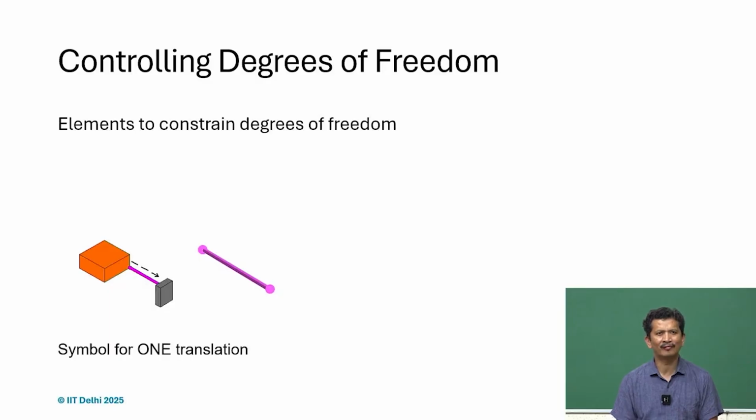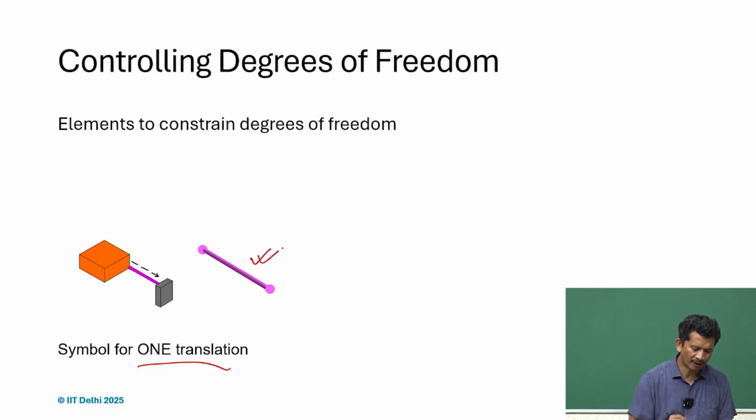Hello everyone, welcome back. Today we will be talking about elements to constrain different degrees of freedom, and if you are talking about one translation constraint, usually what we have is an articulated link with ball ends, and along the longitudinal axis you have the constraint.